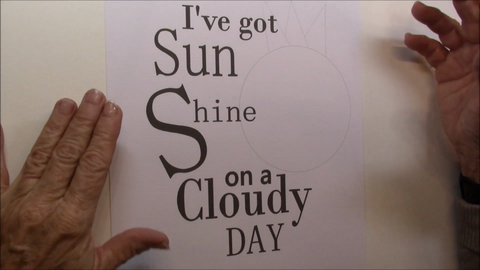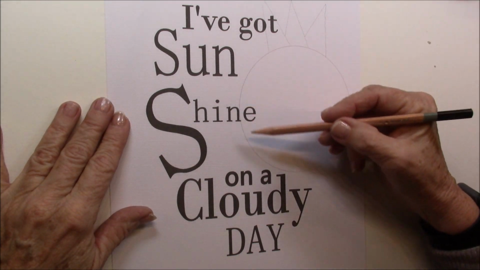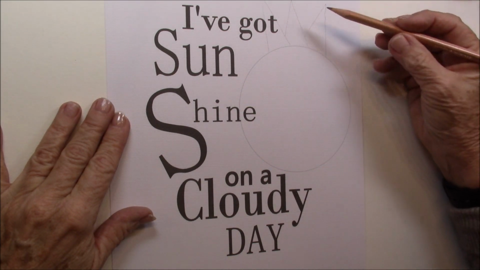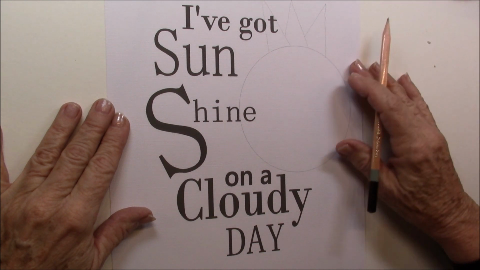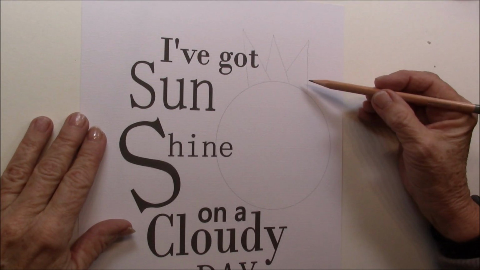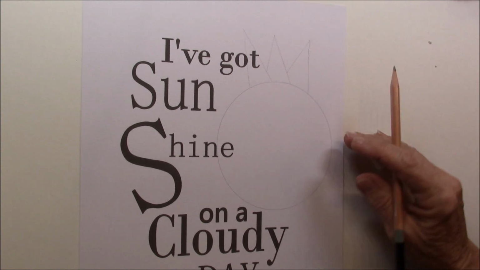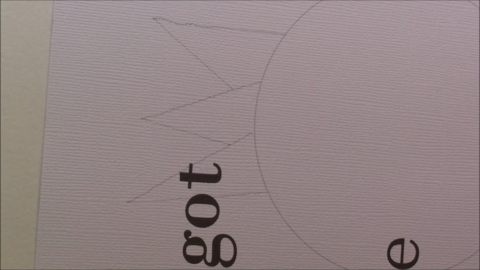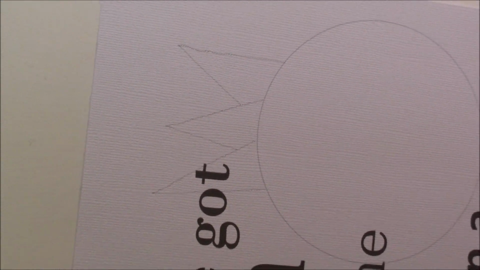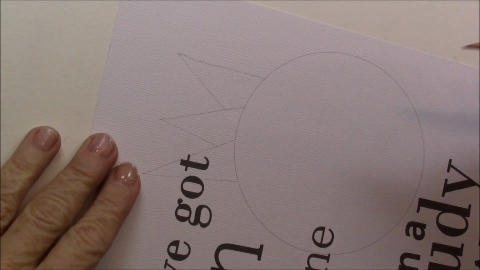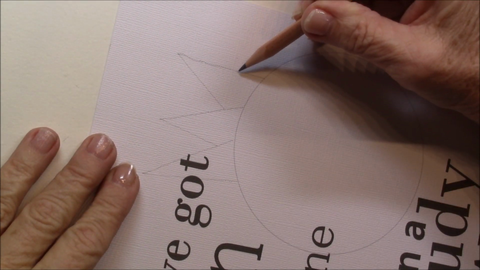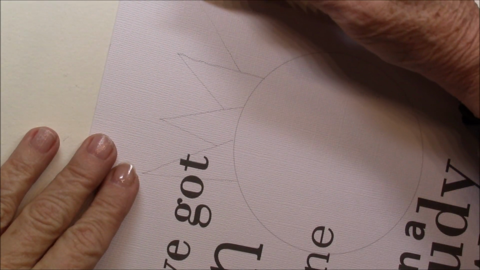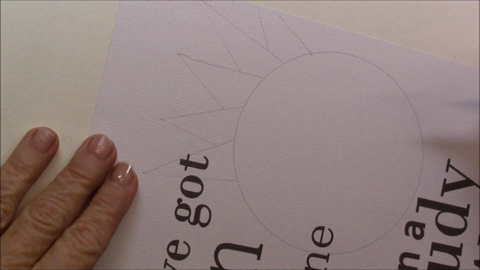But I've got a little gray circle here, and I was just getting ready to do the sunshine rays. And they're very light. So I'm going to come in a little bit so you can see them. You can see them right there a little bit better. And I'm just going to show you how I draw, because I don't want anything to be real symmetrical.